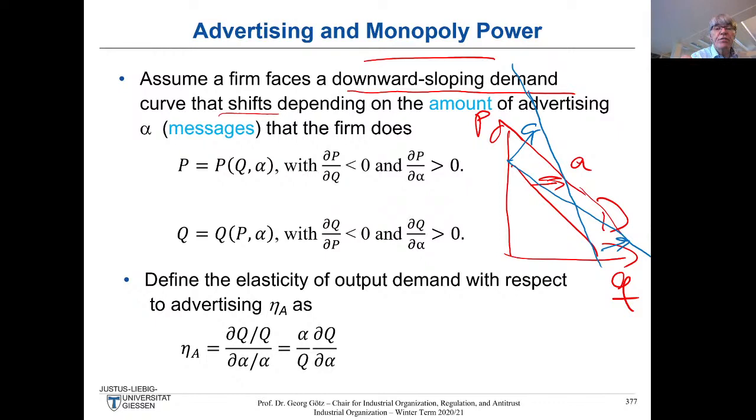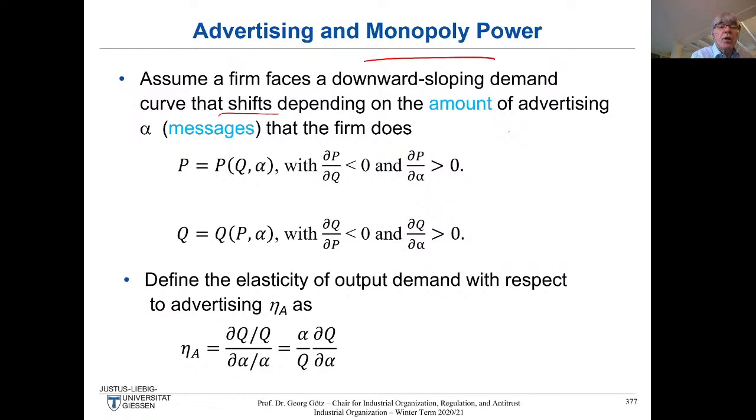But to begin with, we just assume that a firm, which is a monopolist here, wants to invest in advertisements, in which a monopolist sends messages. So he or she runs ads in newspapers or whatever it is, or sends flyers. And the point is that the demand shifts outward, that is, the willingness to pay increases if you run more advertisements, if you send more messages.